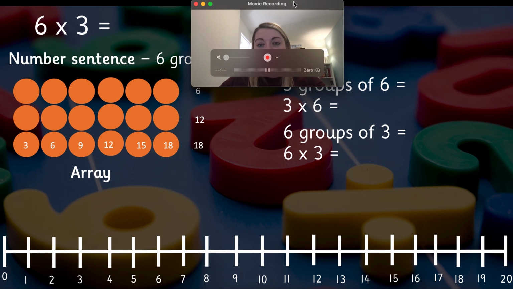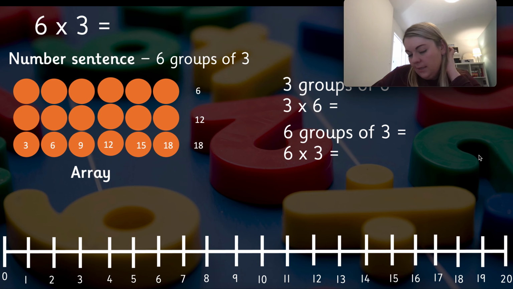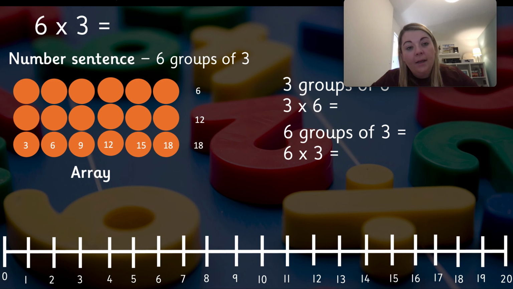Now to have a little look at my number line at the bottom of the page. Now this is a number line that goes from 0 all the way to 20. So if I use it to help me work out my question, 6 times 3, 6 groups of 3, what I can do is I can draw my first group of 3 like this, and then my second group of 3, my third group of 3, fourth group of 3, fifth group of 3, and 6 groups of 3. So this tells me 6 groups of 3 is 18.